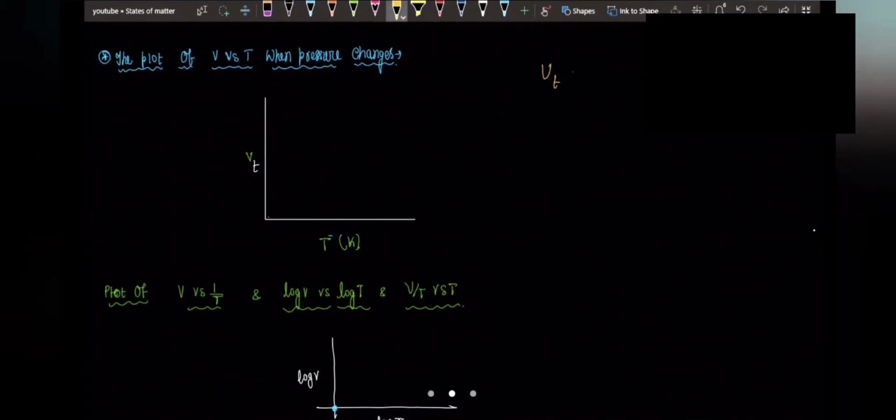Vt is equal to V0 plus V0 into t by 273, where Vt is the volume at temperature t. One more thing, this t is in degree centigrade. Okay, it's not in Kelvin. V0 is the volume of the gas when the temperature is 0 degree centigrade. When the temperature is 0 degree centigrade, at that time you can say that this is the initial volume as well.